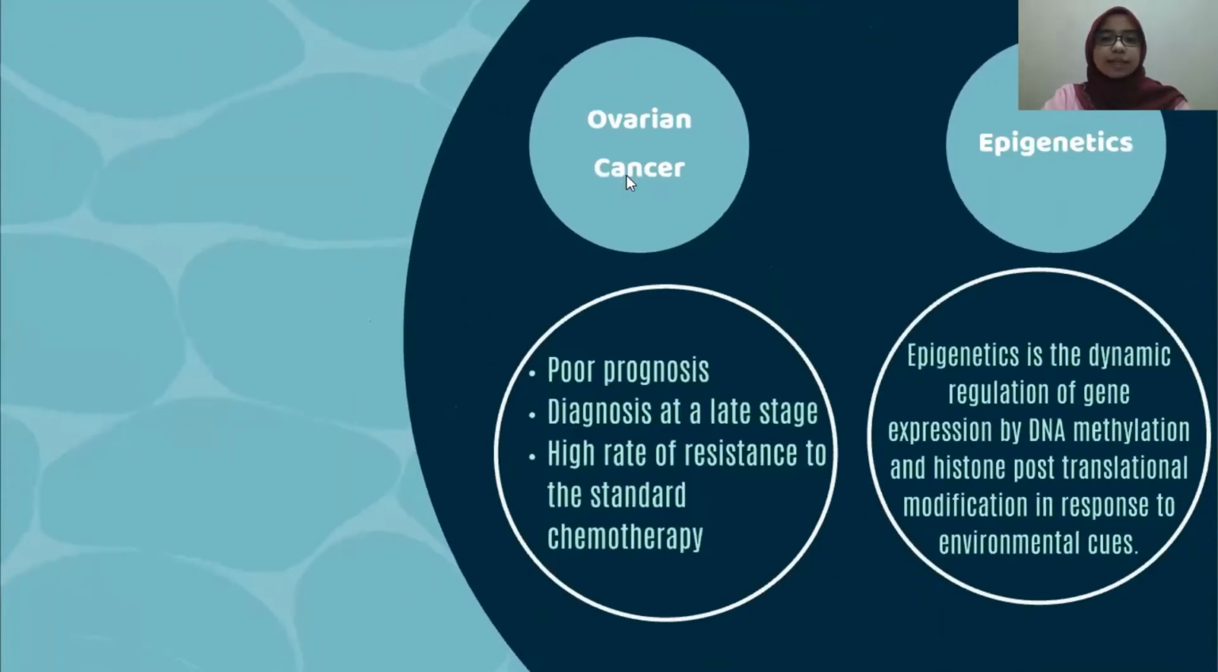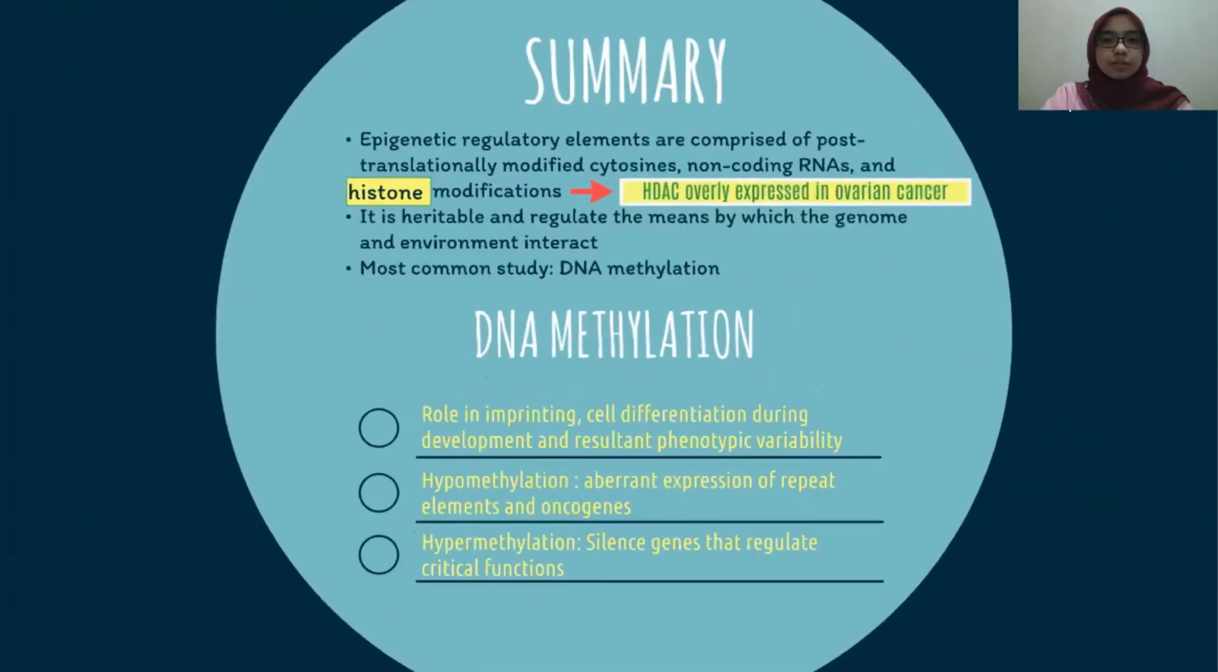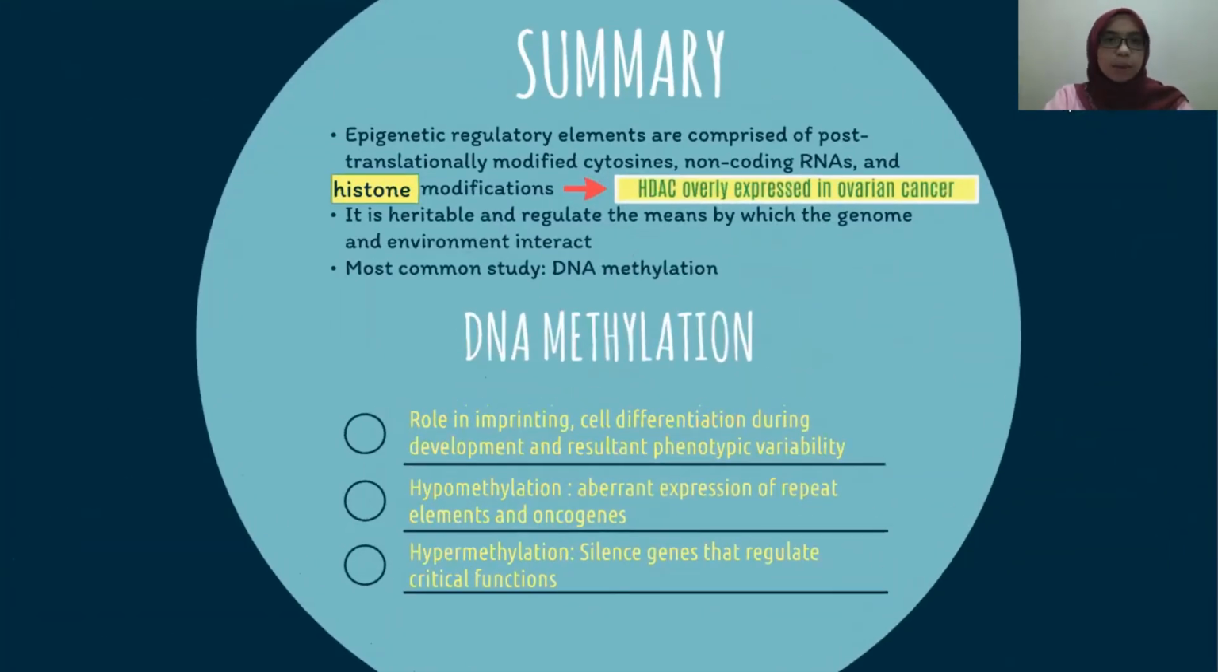Let's move on to epigenetics. Epigenetics is the dynamic regulation of gene expression by DNA methylation and histone post-translational modification in response to environmental cues. For the summary of epigenetics, epigenetic regulatory elements comprise post-translationally modified cytosines, non-coding RNAs, and histone modification. The histone modification is through HDAC, which is deacetylation of histone, and it is overly expressed in ovarian cancer. It is heritable and regulates the means by which the genome and environment interact.